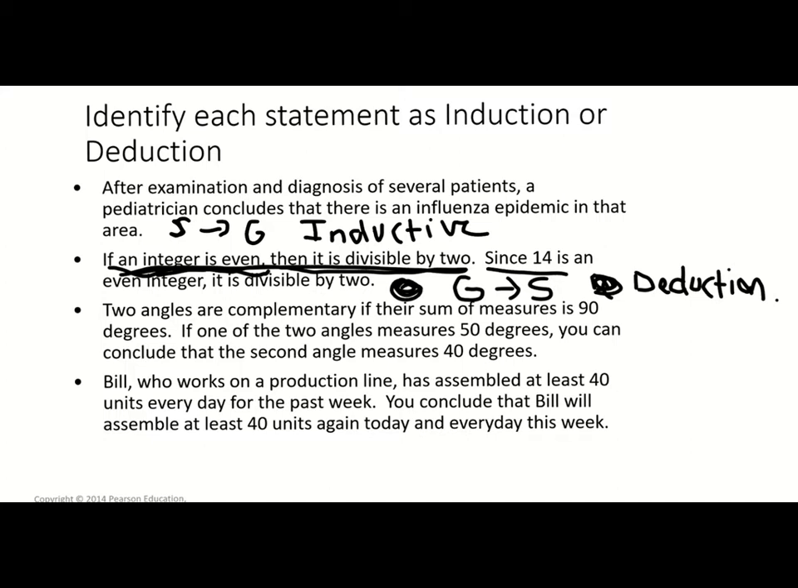That could mean millions of different angle pairs. And then they go to a specific answer. If one of two angles measures 50 degrees, then you can conclude that the second one measures 40. So this again would be deduction.